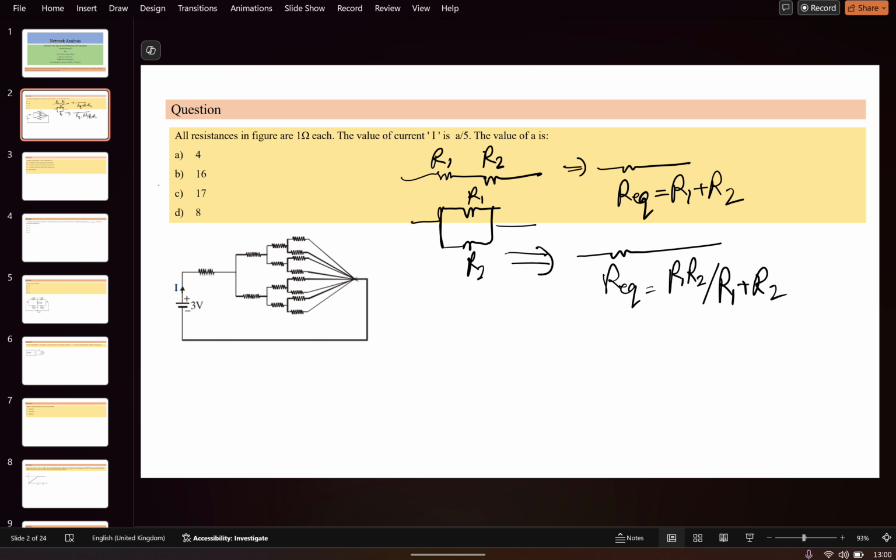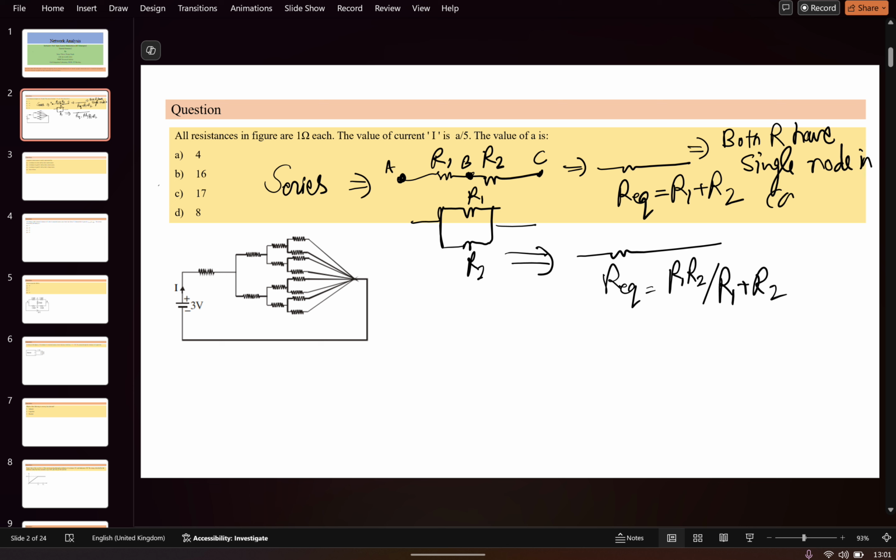If you see here, this first one is a series connected system. This is one node of resistance R1, that is A, and this is another node, B, and this is the other node of R2, that is C. The nodes of R1 are A and B, and the nodes of R2 are B and C. So the common node is B. So in a series connected system, both resistances have a single node in common. Got my point?